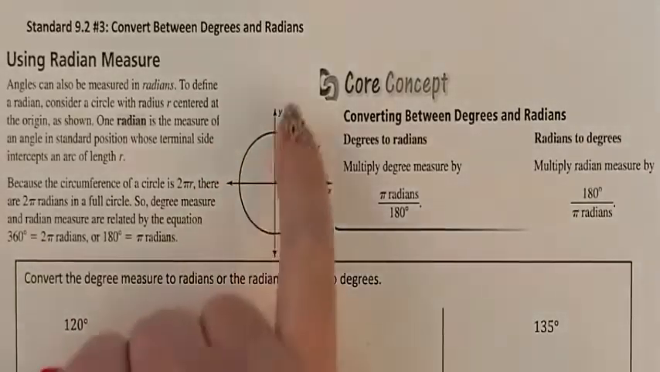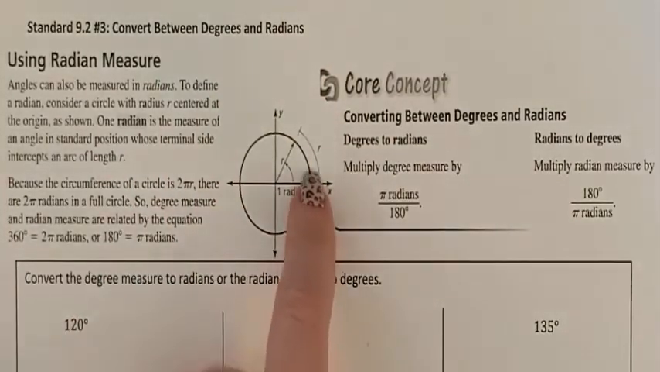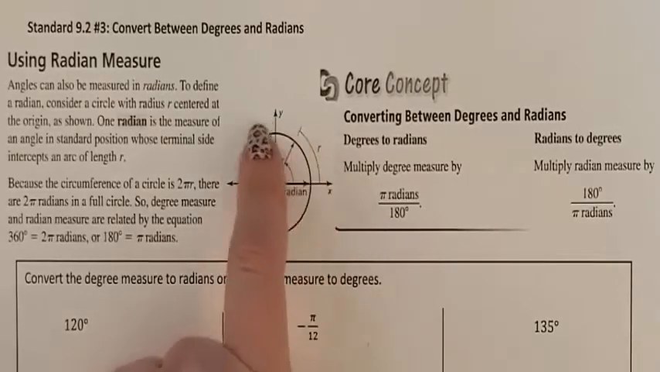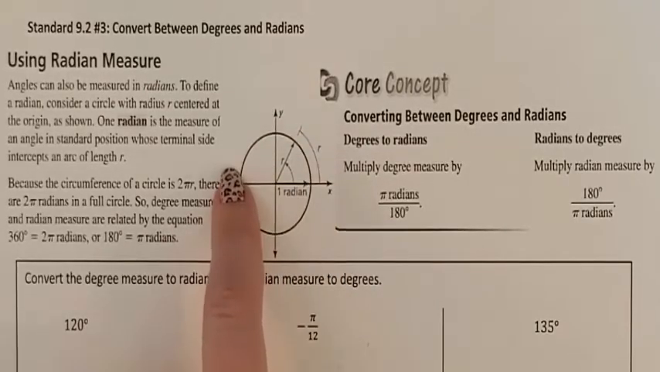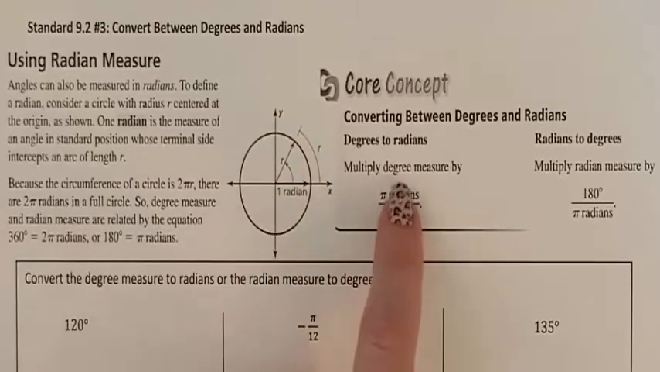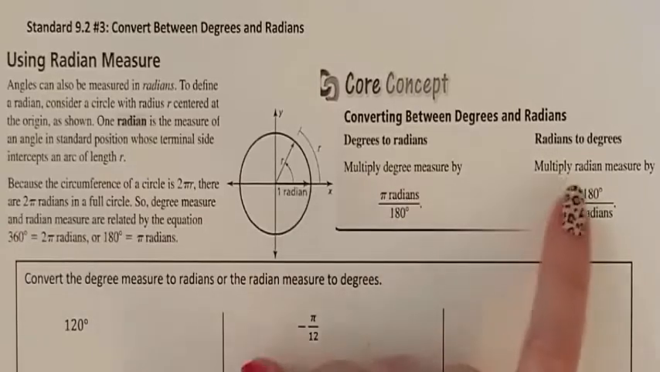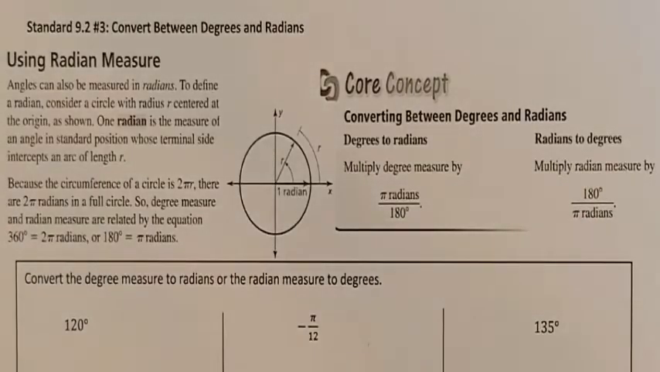We can also do this in radians. Radians is another measure that we do. All the way around the circle is 2 pi, so halfway around the circle is pi. That means halfway around the circle, pi, is the same exact measure as 180 degrees. So we're going to use these ratio conversions to help us convert our current degrees or radian measures.